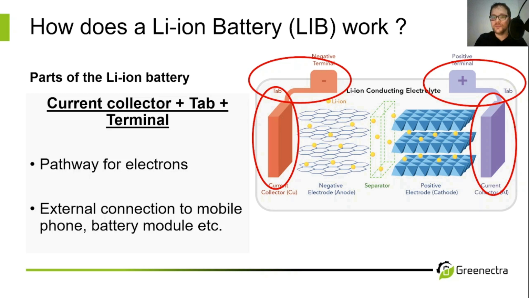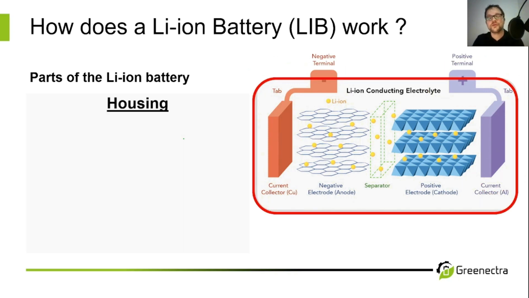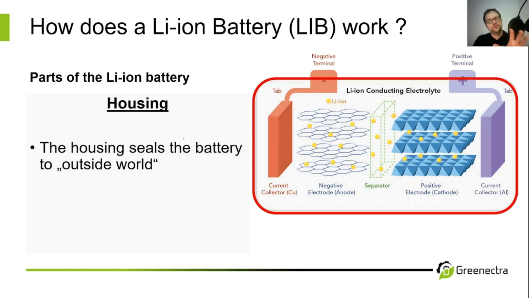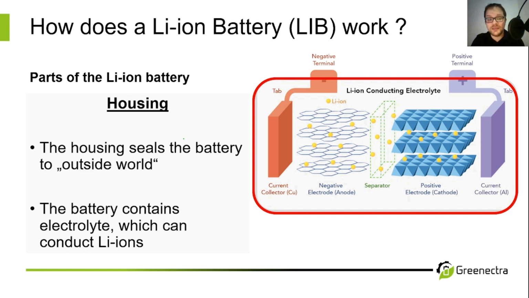Lithium-ion batteries come in different sizes and shapes. For example, we know about prismatic, we know about pouch, and we know about cylindrical battery cells. And we will look into the different shapes in a second. But as you can imagine, the different shapes lead to different housings. The housing really seals the battery to the outside world. We have to consider that our battery contains electrolyte, which can conduct lithium ions. And it's very important, and I'm marking this again in our drawing.